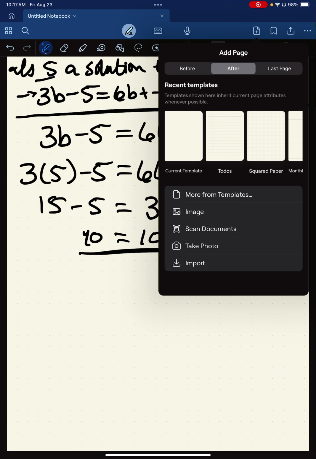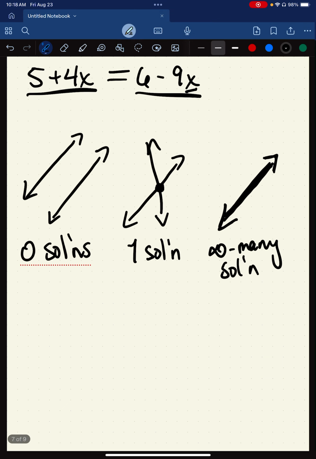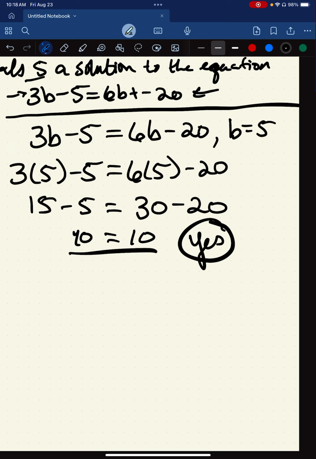So again, going back to this, we're either going to have 0 solutions, 1 solution, or infinitely many. If we have 0, it'd be nice to know we have 0. If we have 1 solution, it would be nice to know what that solution is. And if we have infinitely many, that would also be good to know. So let's add a new page here and talk about how we actually determine what the solutions are.